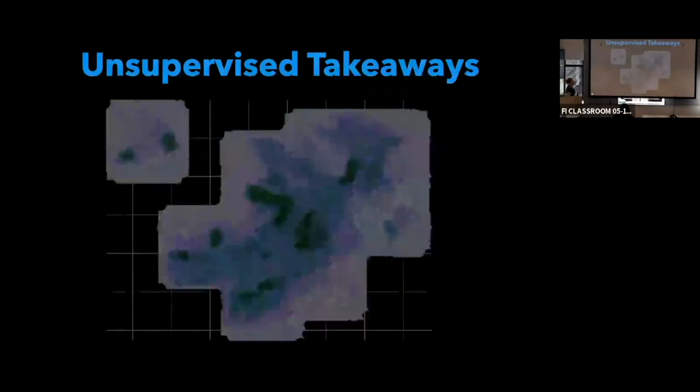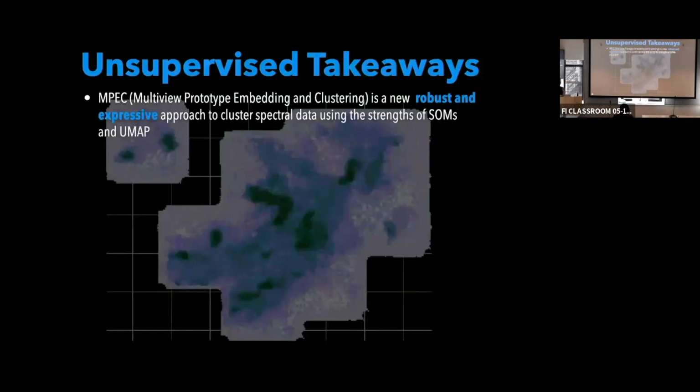Okay, so unsupervised takeaway. We developed this new approach, MPEC, which is robust and expressive. That's the key point of having this flexible lattice. It allows us to approach spectral data clustering with the strengths of both self-organizing maps and UMAPs, so the best of both. The number of clusters is set statistically by the data properties. You can look at our method paper if you care about that.